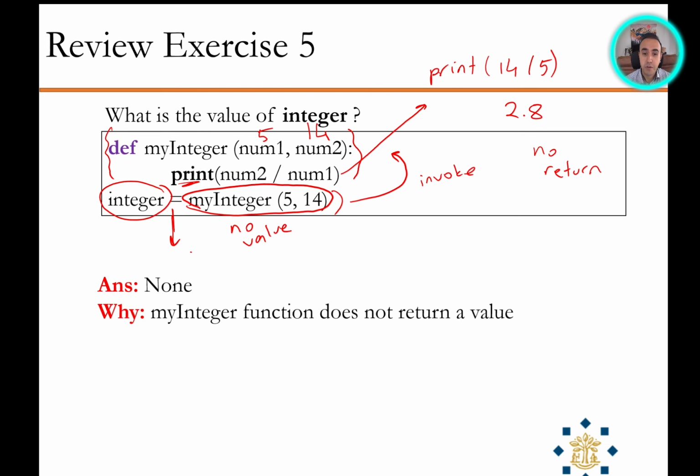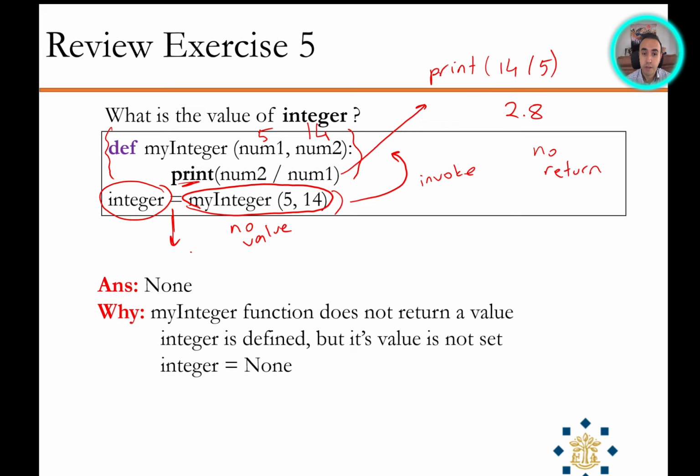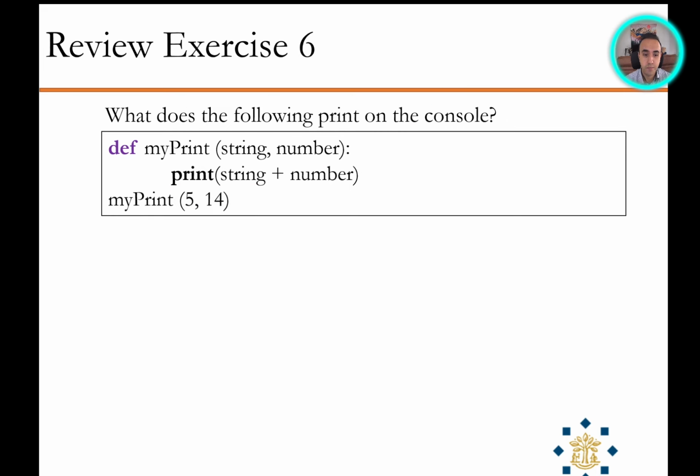Because my integer function does not return a value. So we define an integer, but its value is not set. We don't have any value. So the integer is equal to None, okay?